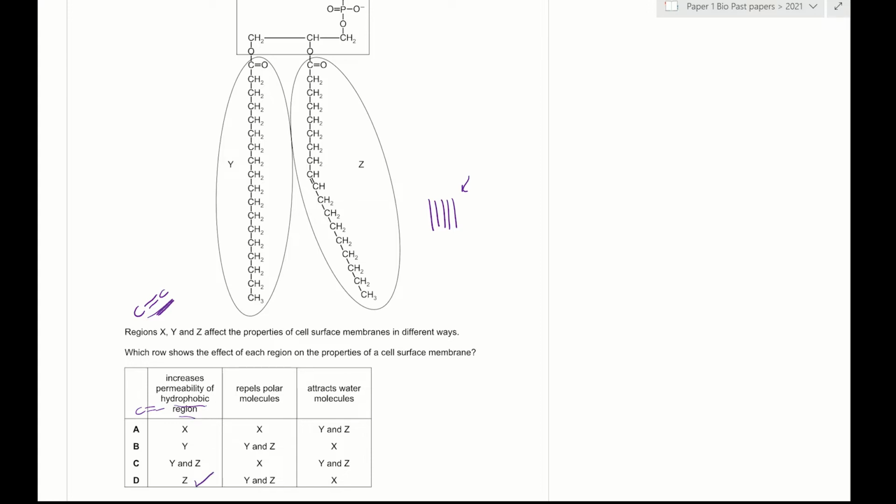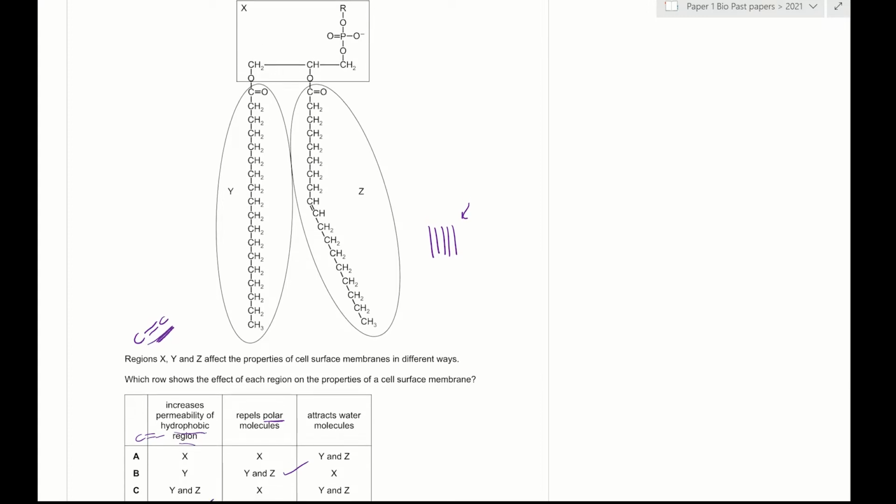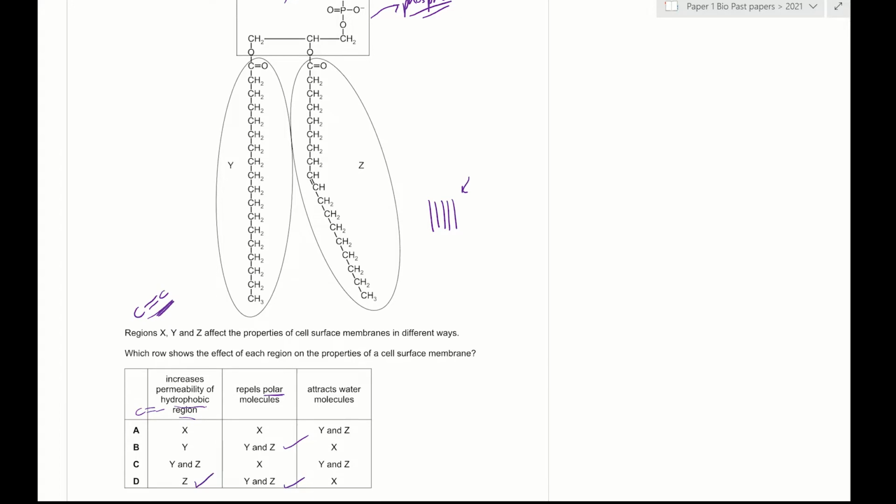The second column, repels polar molecules. So what repels the polar molecules is definitely going to be a hydrophobic or non-polar molecule. In this case, it's going to be Y and Z. And this cannot be X because X is the phosphate group. And as we know, phosphate is actually polar, so it attracts, it does not repel, so this cannot be correct.